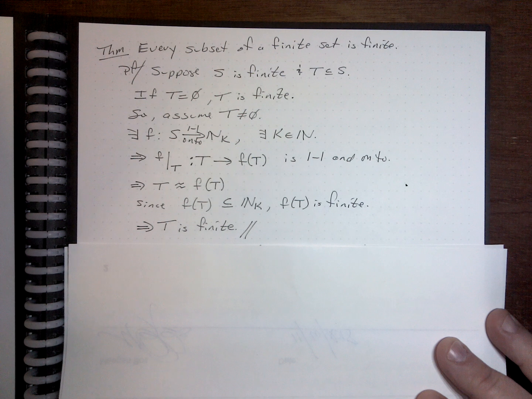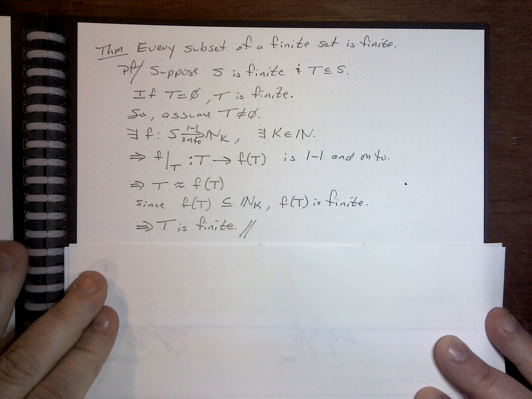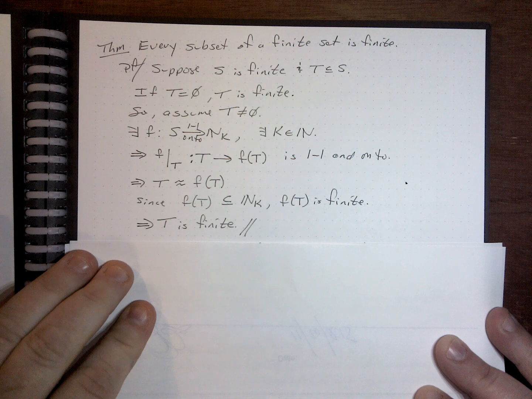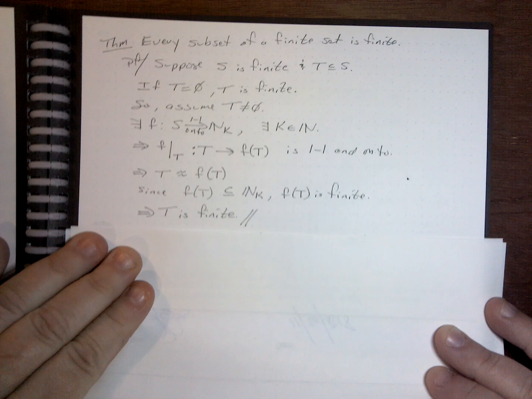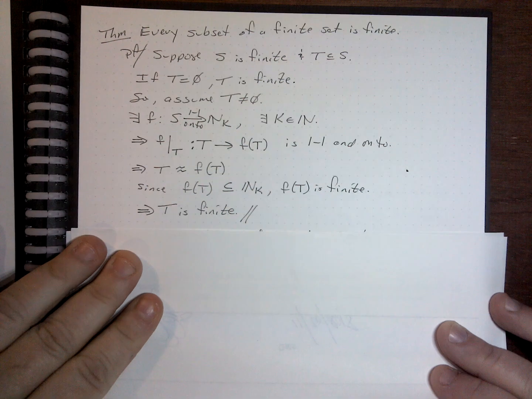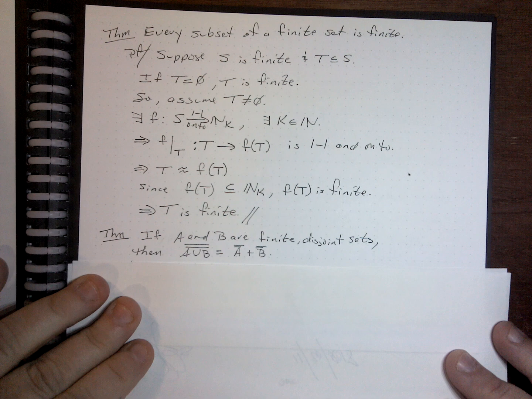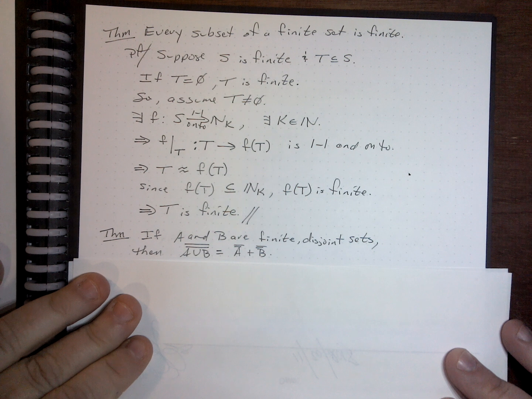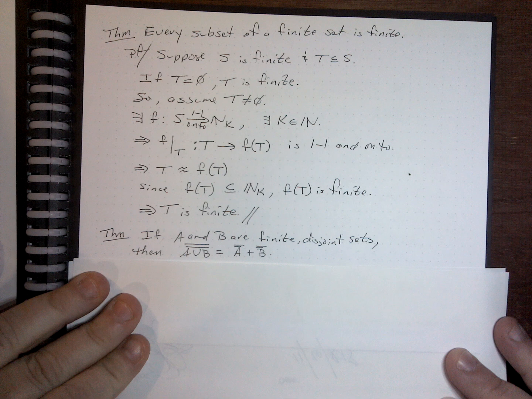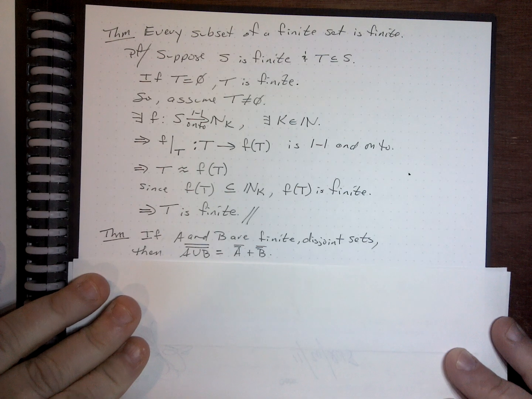Now let's talk about putting sets together. It should make sense to you that if you take two finite sets and stick them together, they're still going to be finite, which is true. So let's look at this proof. If A and B are finite disjoint sets, that means the cardinality of A union B equals the cardinality of A plus the cardinality of B.